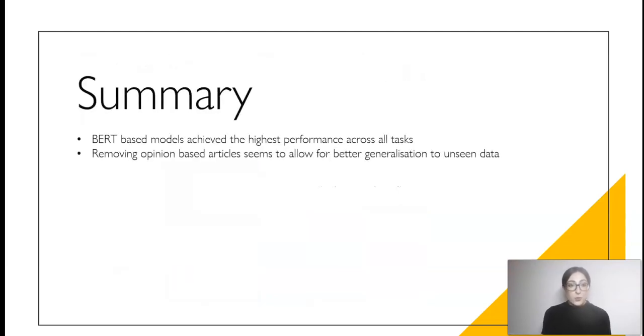So to look at a quick summary, we can see that the BERT-based models achieve the highest performance across all tasks, achieving the highest performance metrics for both in-distribution generalization and out-of-distribution generalization. And when we went on to investigate removing opinion-based articles with the two-step classification pipeline, this did seem to allow for better generalization to unseen data, with there being a much larger proportion of true positives, a much smaller proportion of false negatives.